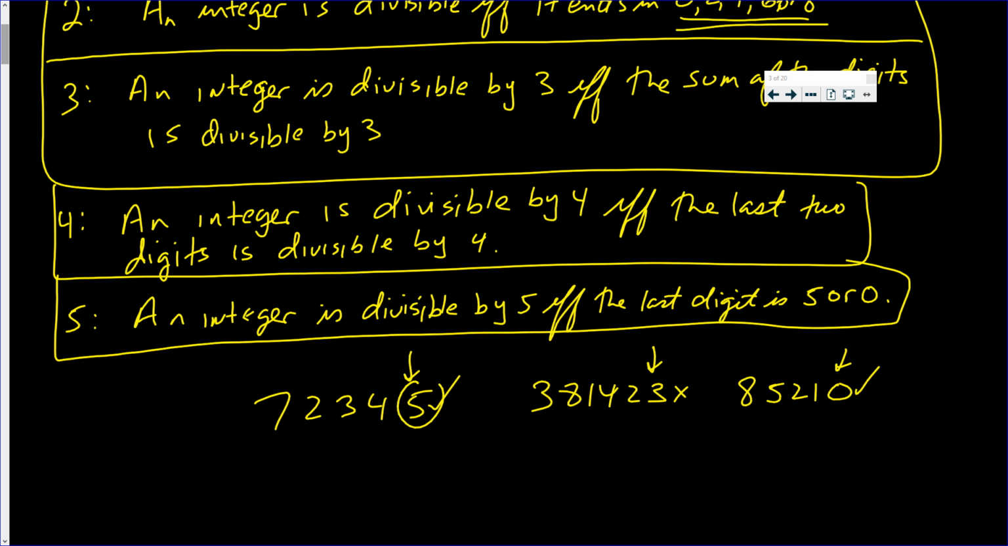Just look at the last digit. If it's not a 0 or 5, 5 won't go into it. If it is a 0 or a 5, like these two numbers, this one's a 0, the last digit. That's a 5. 5 goes into that number. Just check the last digit.